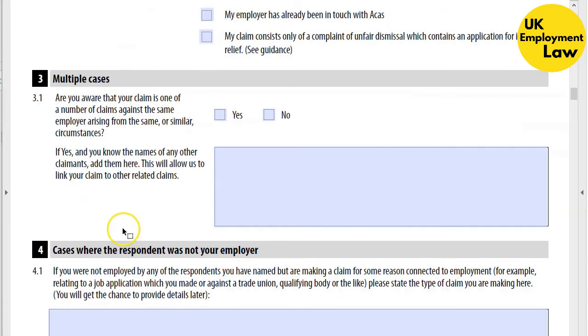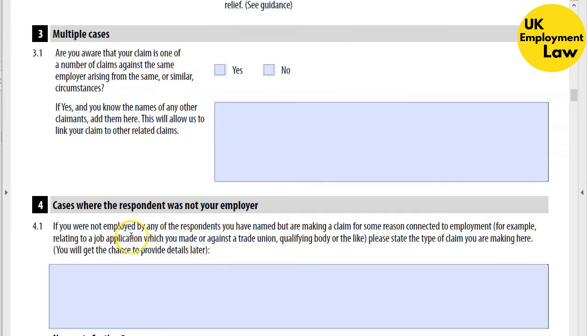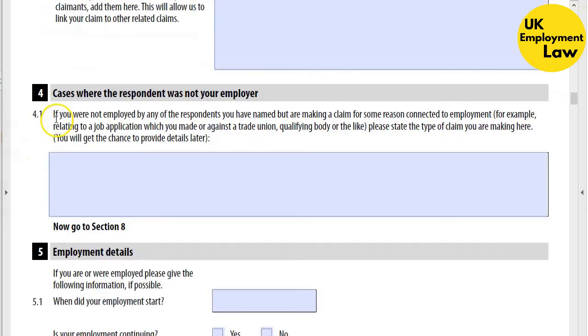Let's look at section 3. 3.1 asks about multiple cases. If you are aware there are any other claims against the employer, then your case may be linked to those other claims. If not, simply tick no. Section 4.